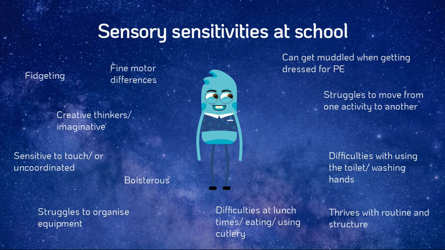They may really thrive with routine and structure and love to know what comes next. They may have differences at lunchtime using cutlery or struggling to stay tidy. They may have difficulties organising their equipment. You may see children be very boisterous or be very sensitive to touch, or in some cases uncoordinated. They may dislike having their feet off the ground or dislike using the PE equipment. They may be very creative thinkers and very imaginative, or they may have difficulties with handwriting and fine motor skills.